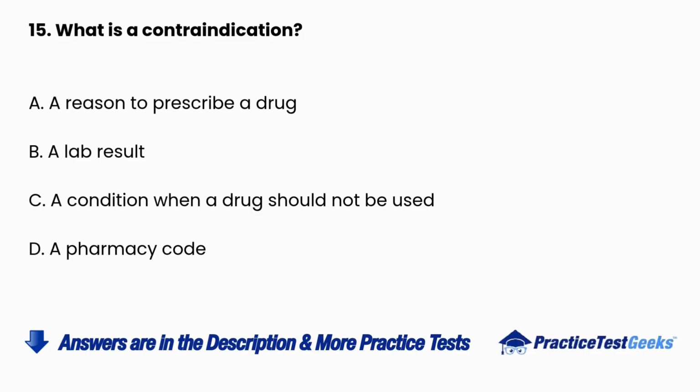15. What is a contraindication? A. A reason to prescribe a drug. B. A lab result. C. A condition when a drug should not be used. D. A pharmacy code.